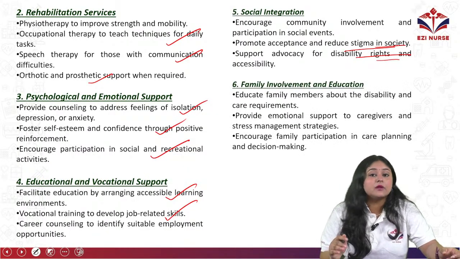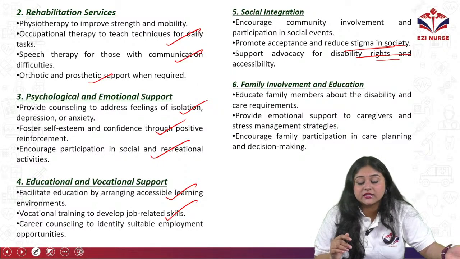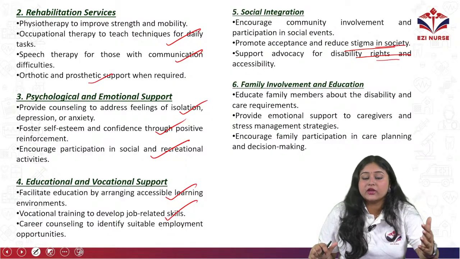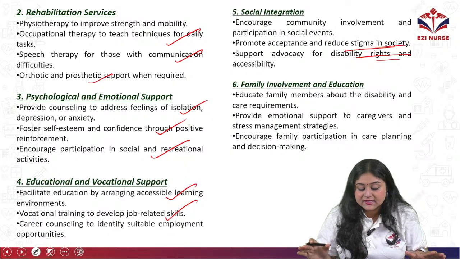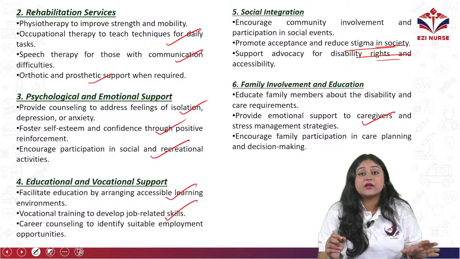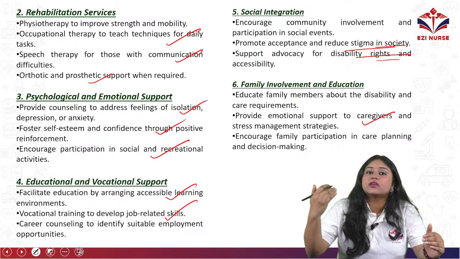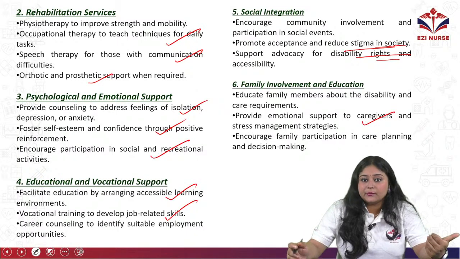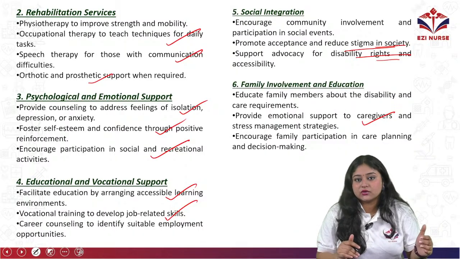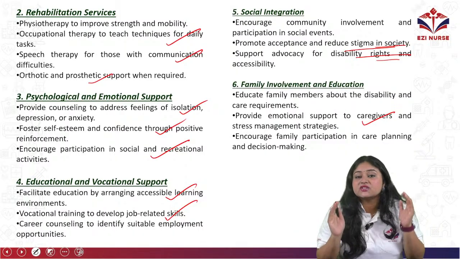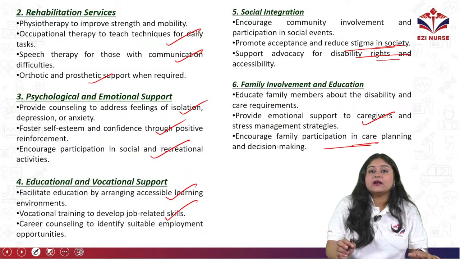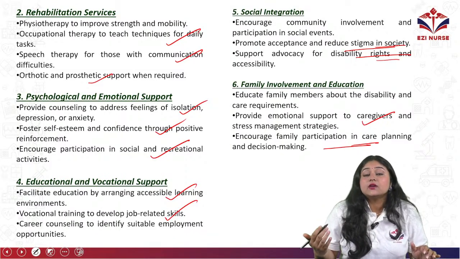Next is family involvement and education. So we also have to educate the family members about the disability and care requirements: what care they have to give that particular disabled person based on the patient's need. We have to provide emotional support for the caregivers and stress management strategies, because compared to the patient, the caregivers, either family members or a home nurse or whoever, are the ones getting more stress. So stress-relieving strategies are needed for them too, right? So that also we have to implement, and we also have to encourage family participation while we are planning the care to provide to the patients.